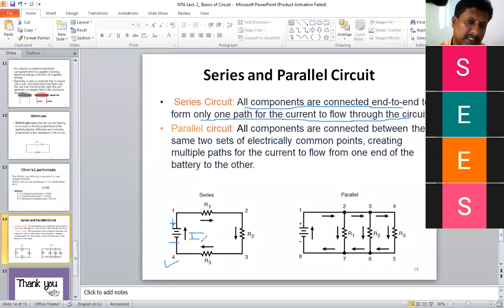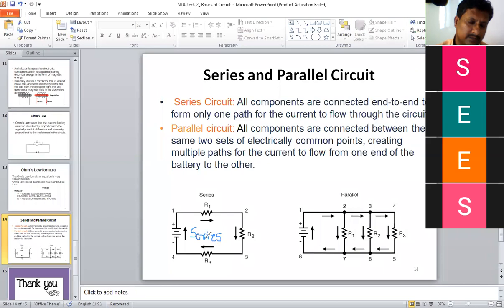If you observe the circuit, the same current will flow. This current is also I. This current is also I. This current is also I. So the same current is flowing through all these elements. If the same current is flowing through all these elements, it means that this voltage source, R1, R2, R3, all are connected in series. That's why this circuit is called a series circuit.